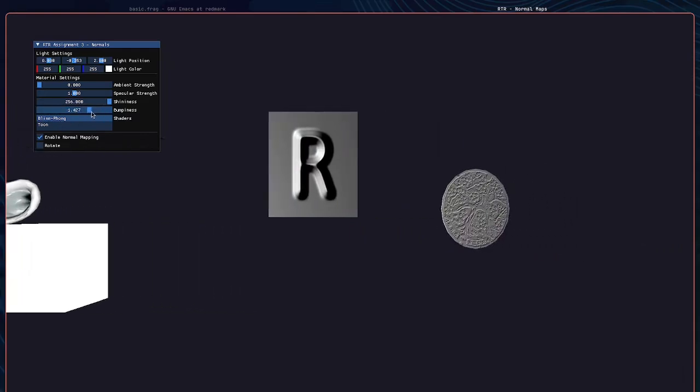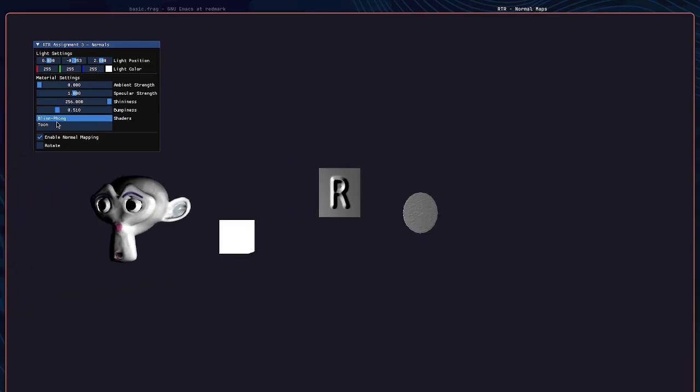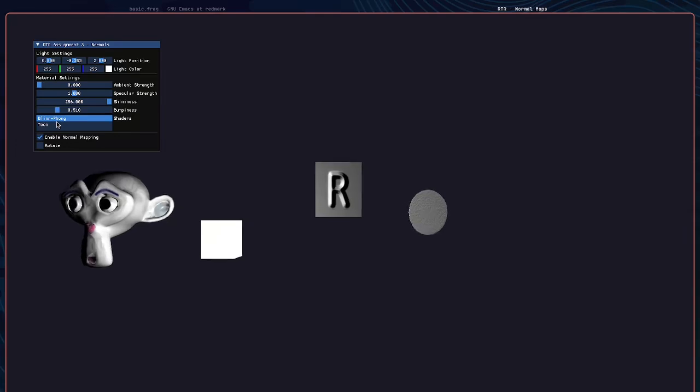To summarize, I've implemented tangent space normal mapping with adjustable bump strength in GLSL. The technique adds detailed surface features to low poly models through per pixel perturbation. Multiple rotating objects demonstrate the effect from various angles. Thank you.